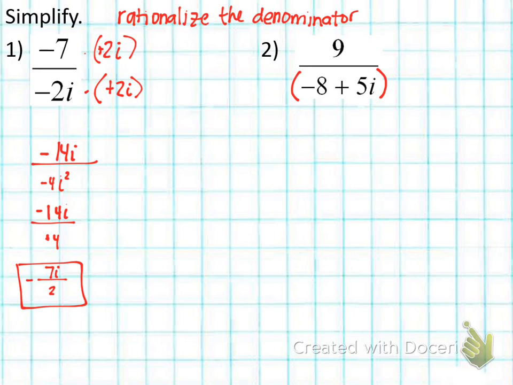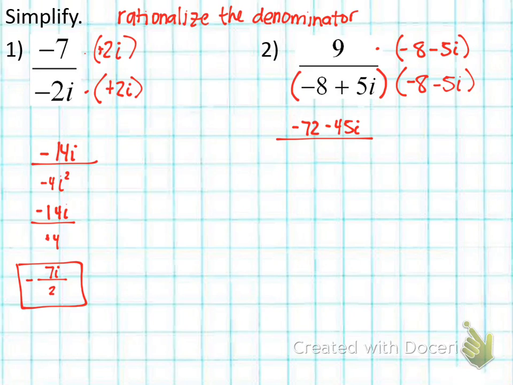Oh, okay. So we got negative 8. Negative 8 minus 5i. That's our conjugate. Negative 8 minus 5i. In our numerator. Then I multiply. What's 9 times negative 8? Negative 72. Numerator, 9 times negative 5i is negative 45i.